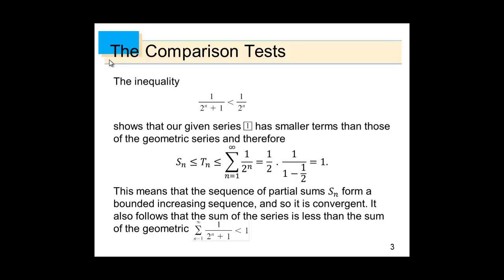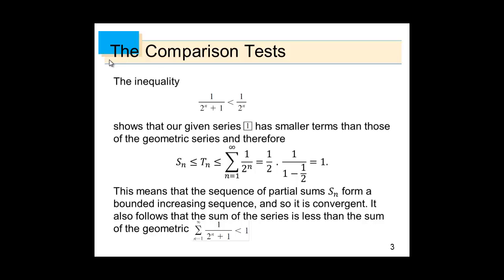So Sn is an increasing sequence as n is increasing, right? Because as you increase n, it means that you're adding more and more terms with Sn. So Sn is an increasing sequence, but it is bounded. And we know that whenever you have an increasing sequence bounded above, it's got to be convergent, right? So we know that the limit of Sn exists, it's a number. So Sn is a convergent sequence. Therefore, the series is convergent, right?